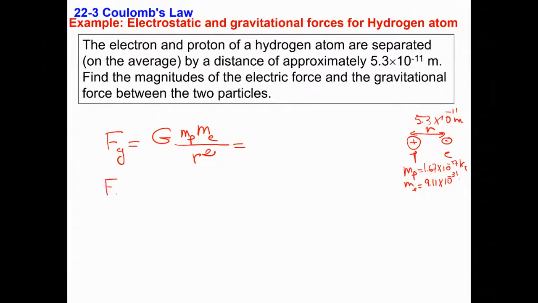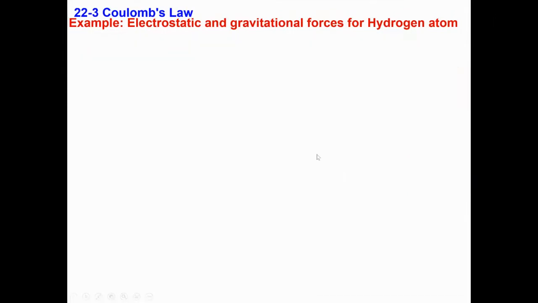The electrostatic force is going to be Coulomb's constant times the charge of the electron, which is E, times the charge of the proton. So this is minus E for the electron, and for the proton it's plus E, but we're taking the absolute value, divided by R squared. These are the two simple equations, and we just need to replace the numbers and determine the values, and that's what we have done in the next slide.